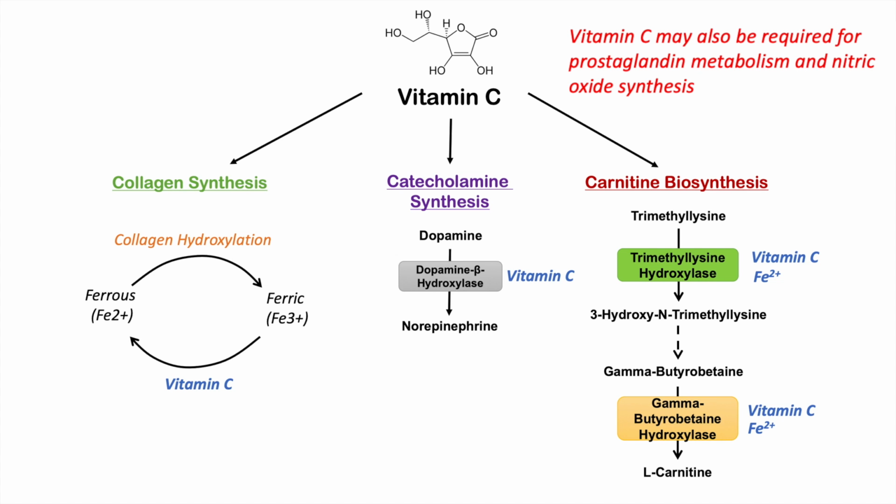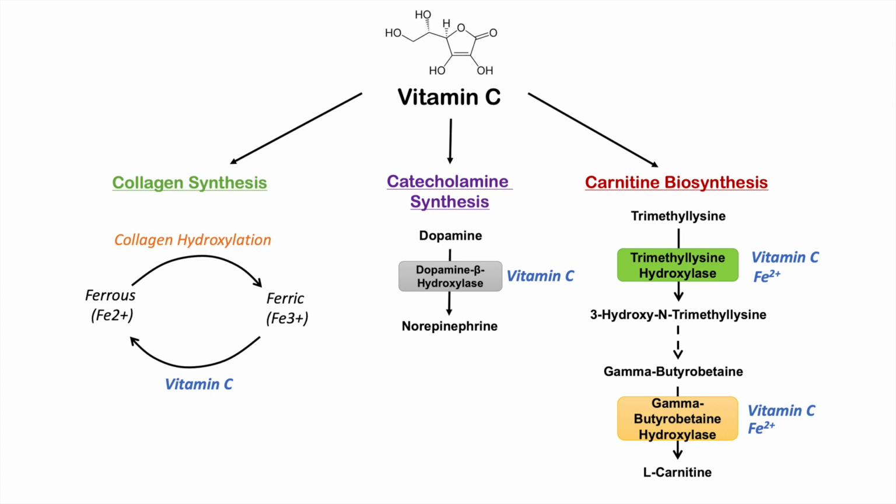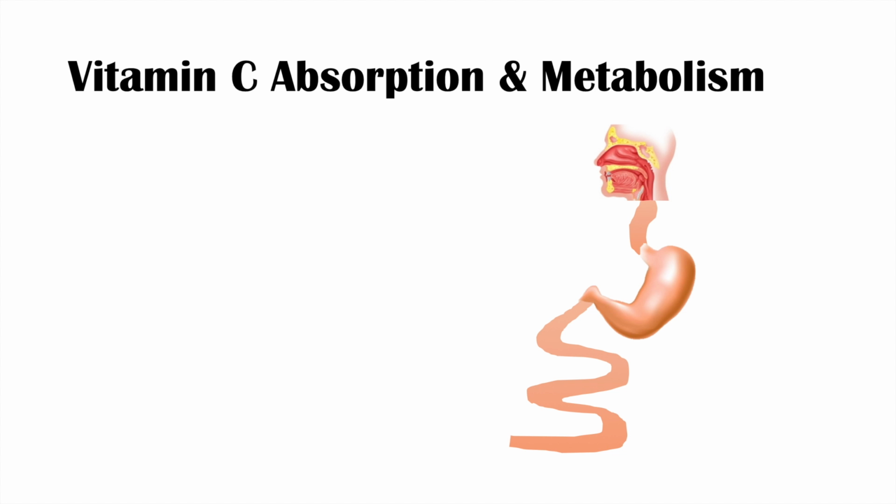So if you haven't checked my catecholamine synthesis or carnitine biosynthesis lessons, please check those out as well if you want more details on these pathways. So these are where vitamin C is required for our body, where we need it: collagen synthesis, catecholamine synthesis, and carnitine biosynthesis. So how do we absorb and metabolize vitamin C?